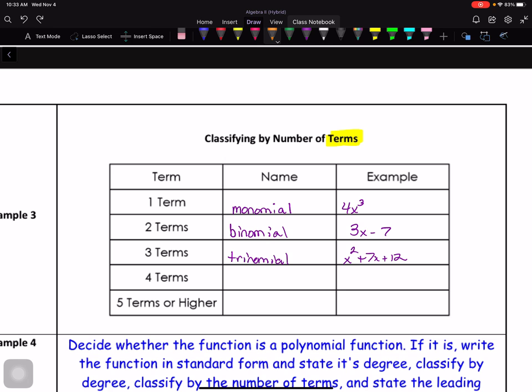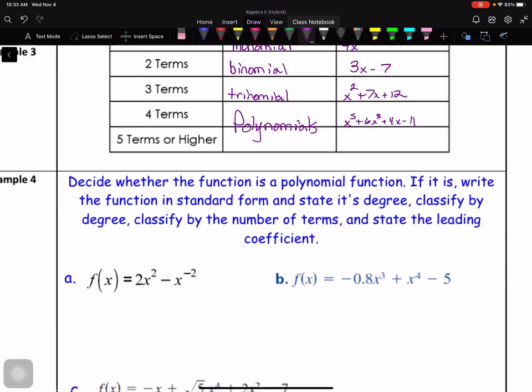4 terms, or really 5 or higher, anything 4 and above, we just call these polynomials. An example would go like x to the 5th plus 6x cubed plus 4x minus 11. 1, 2, 3, 4 terms would be considered a polynomial, or anything more than that.